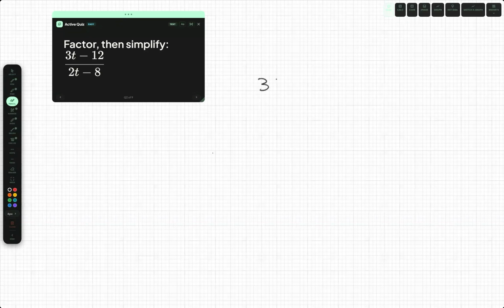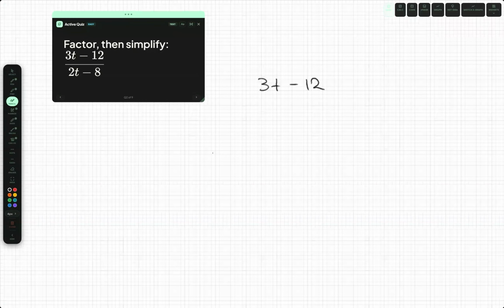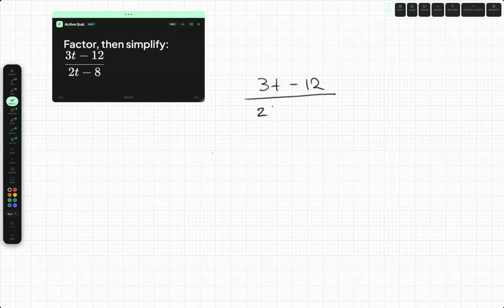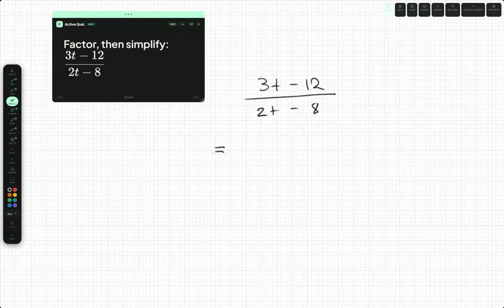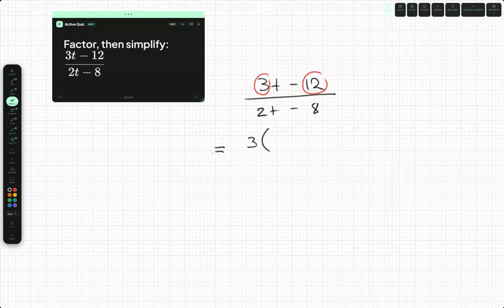Alright, next one is 3t minus 12 all over 2t minus 8. This time we're going to be doing it to both the numerator and the denominator, and we're going to take out common factors in both. Now both the top values, their coefficient and the negative 12, are both multiples of 3. So let's bring the 3 out the front. 3t divided by 3 is just t, and negative 12 divided by 3 is negative 4.